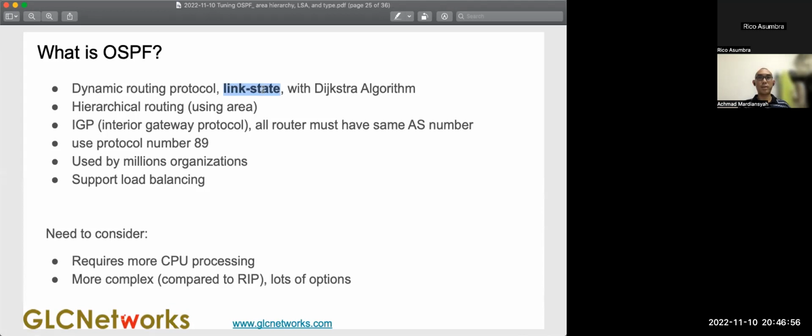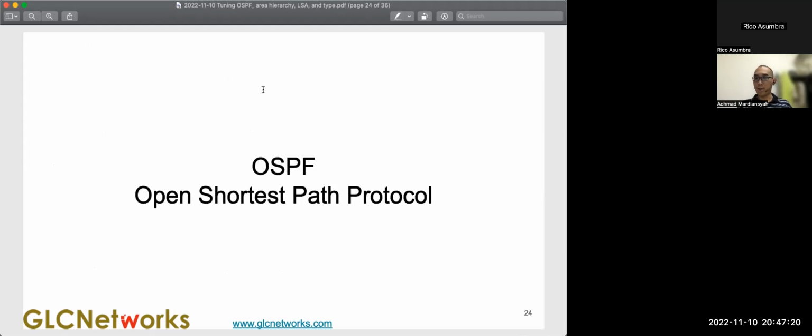It is always checking the link status. If the link is down, then you do something. It applies the Dijkstra algorithm to find the shortest path. As the name suggests, OSPF, Open Shortest Path First. So the OSPF algorithm will always find the best route.